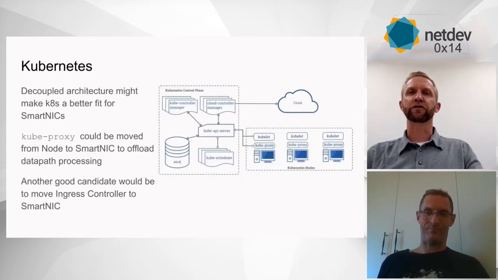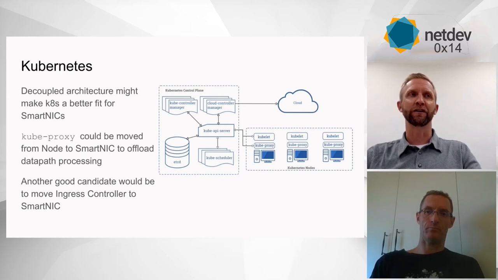The next infrastructure that's so important to think about, and is at every conference, not just KubeCon, is Kubernetes. So this decoupled architecture, and in general the model of Kubernetes, might be a better fit for SmartNICs. Now, OpenStack is distributed, but Kubernetes just seems to be different. It seems like there are a lot more application choices and a lot of different applications that people might use.